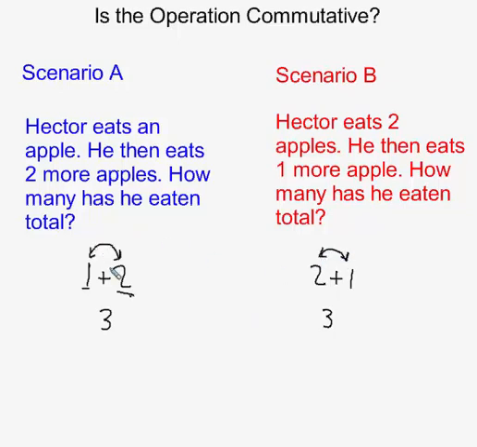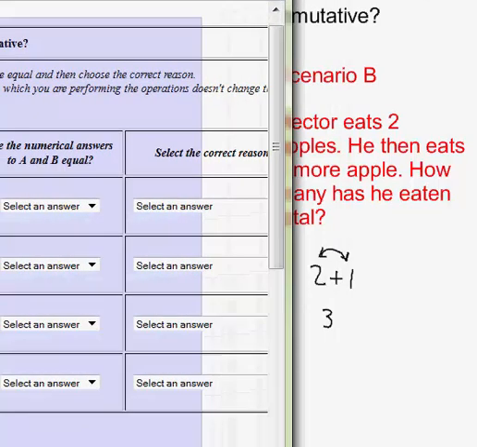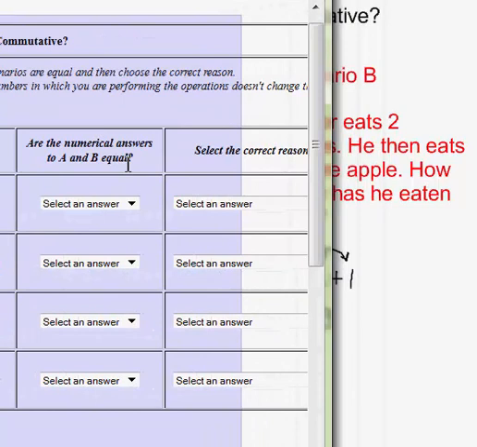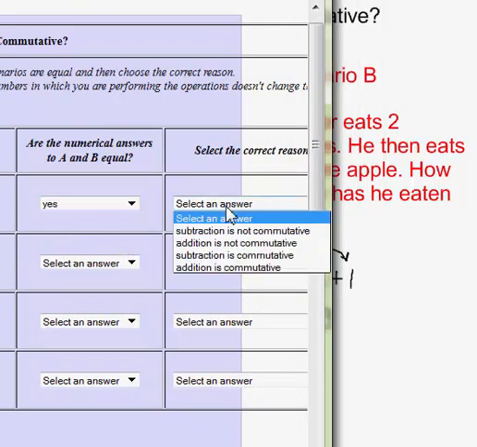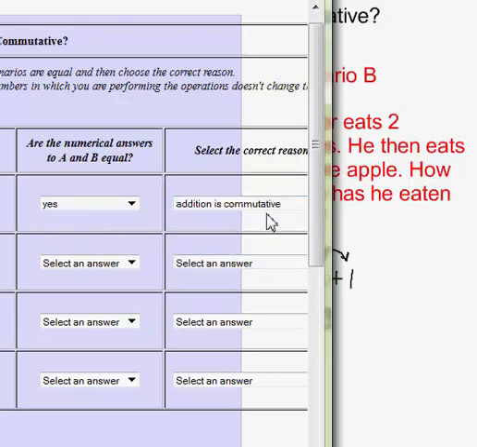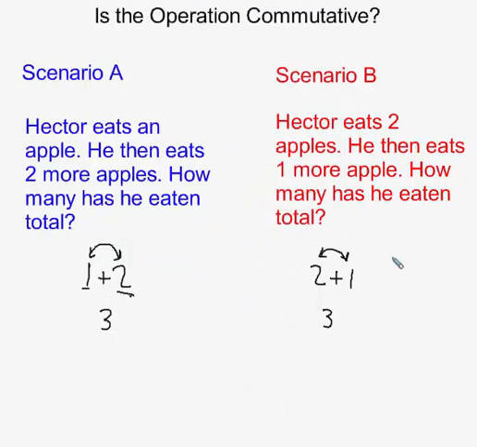And the reason this is true is that addition is always commutative. So for example, if I move over to Math AS, for our scenarios, the answer would be that yes, they are equal. And the reason is that addition is commutative, and that's always true. Addition is always commutative. I'd like to do one more example using subtraction.